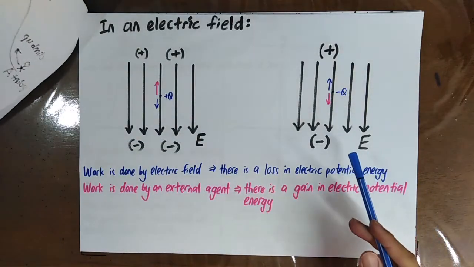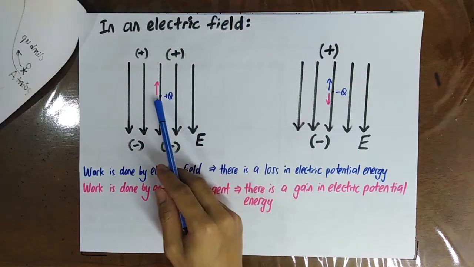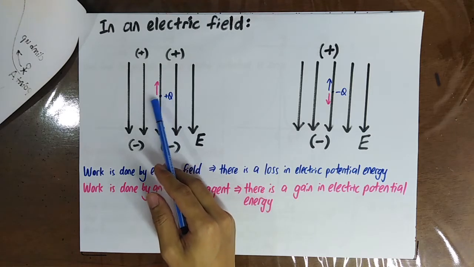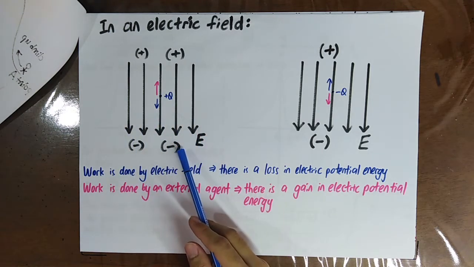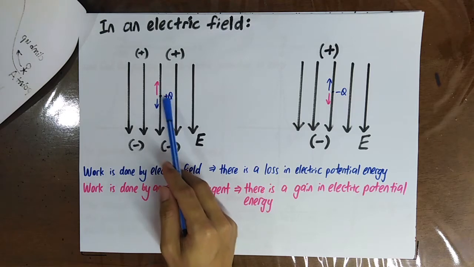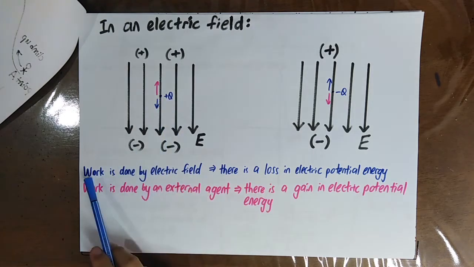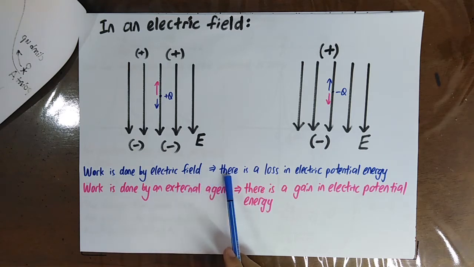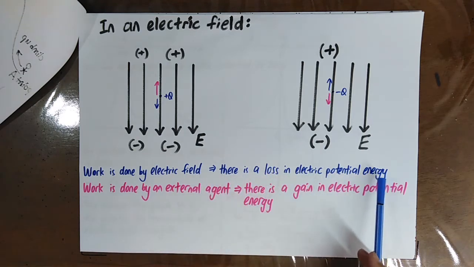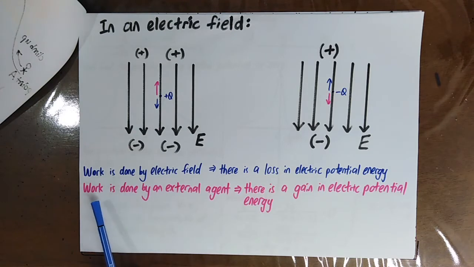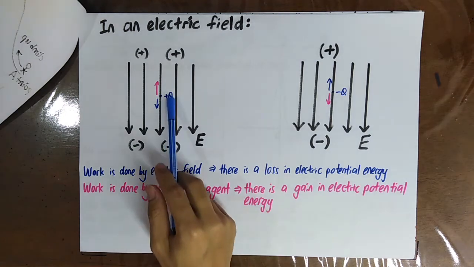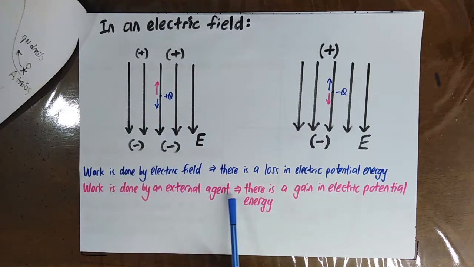Let's come back to the electric field. Let's say in an electric field, you have a positive point charge. You know that the positive point charge will tend to move to the region of lower electric potential. So, if the positive charge makes this movement, then the work is done by the electric field, and there's a loss in the electric potential energy. But if you want the positive charge to move in this direction, then you have to use your own energy to perform the work so that the positive charge can move this way. And then we say that there's a gain in the electric potential energy.